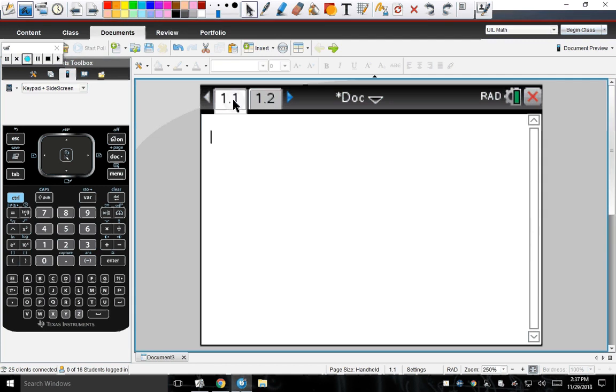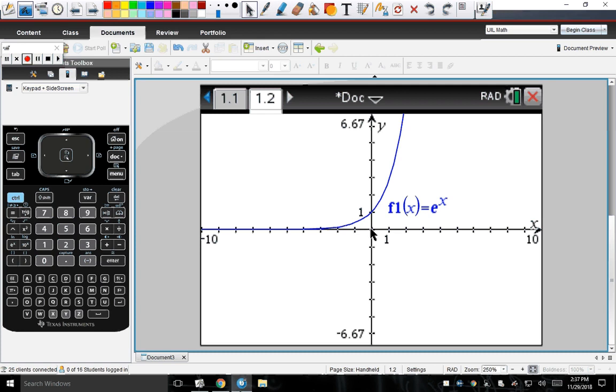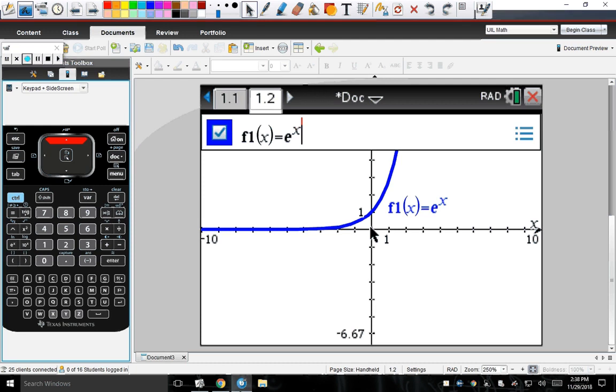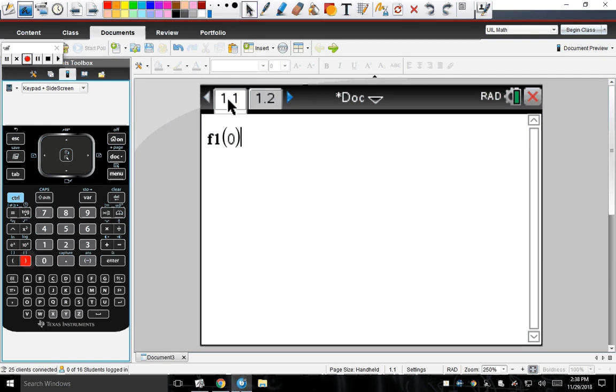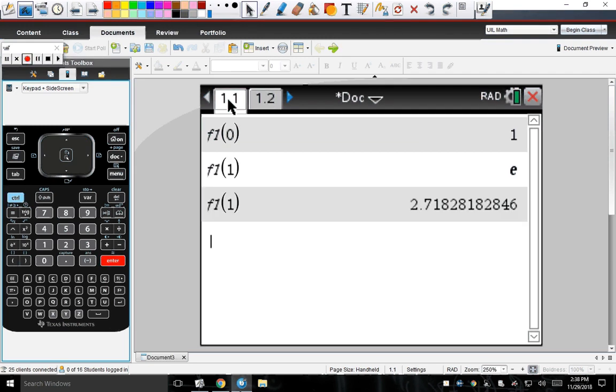Now remember, I told you these pages, they talk to each other. So on this graph, F1, if I move up, F1 is stored, and you see it bolded, okay? It's nice and bold right here. F1 is bolded, otherwise stored as e to the x. So on the home screen, if I want to use f of 1, I would just press F1 of 0, and I get 1. Okay? F1 of 1 is e. Otherwise, look at this. Press Control Enter, and it gives you the decimal equivalent.